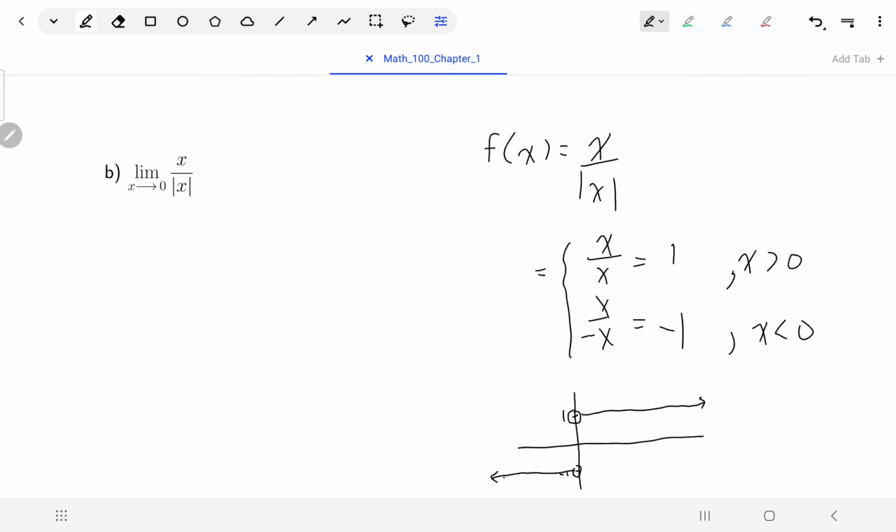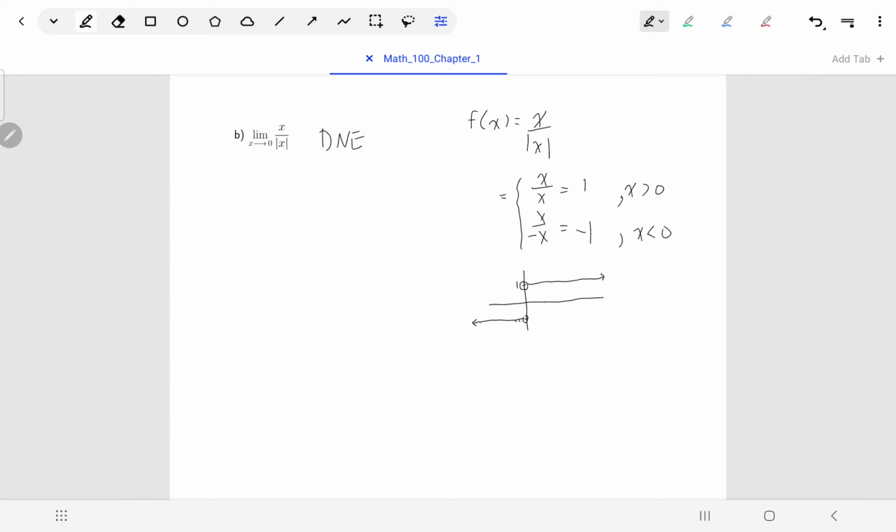So on the left side, you're approaching negative 1, and on the right side, you're approaching a real number, positive 1, but the left and the right sides are not agreeing on what they're approaching. They're not approaching the same real number. So for this one, again, the limit, I would say it does not exist.